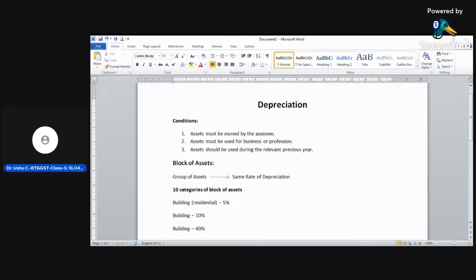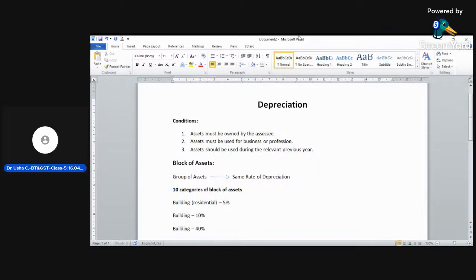And also when the buildings are acquired after September 2002, which are installed with plant and machinery for the purpose of supply of water or a water treatment system, in all these situations this building will be charged at the rate of 40%. See, this 40% rate of depreciation is charged when there is a temporary erection, and the other one is when the building is purchased after 1st September 2002 for the purpose of installing plant and machinery as a part of water supply projects or water treatment systems. In that situation it is charged at the rate of 40%.